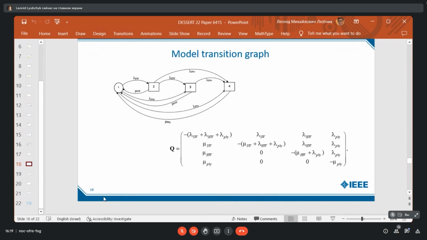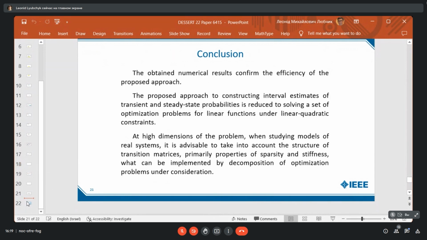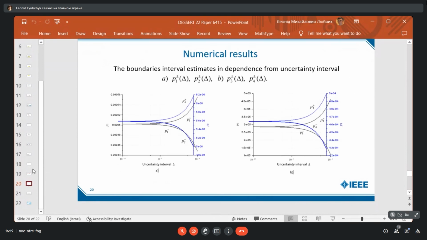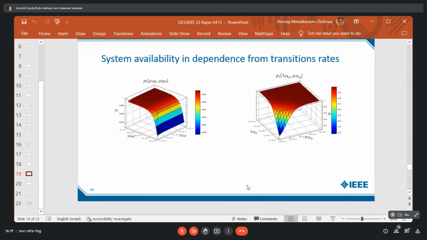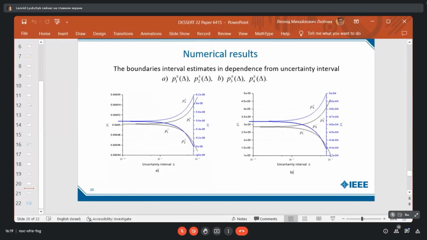Using our approach, this is a model transition graph and generated matrix, which is used in order to illustrate the computational method, and these are the results of computations. It is a system probability, the probability of state 1, normal function, connected with the parameters of our system, and this demonstrates the possibility to apply our upper and lower bounds of probabilities.